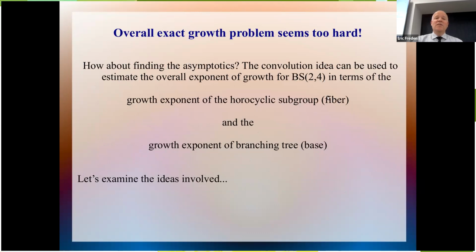Yes. Okay. So the exact overall growth problem seems pretty hard. We have an algorithm that will do it, but we can only get 37 terms at max before we run out of space, and it takes a week to run it. So this convolution idea can be used to find asymptotics for this one. So I'm going to look at asymptotics instead. Let's look at the radius, the exponent of growth for this group and see what we can do. I can express it in terms of the growth exponent of the cyclic subgroup and the growth exponent of the tree. So let's look at these ideas for this convolution.